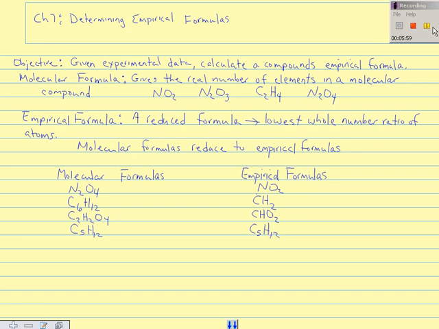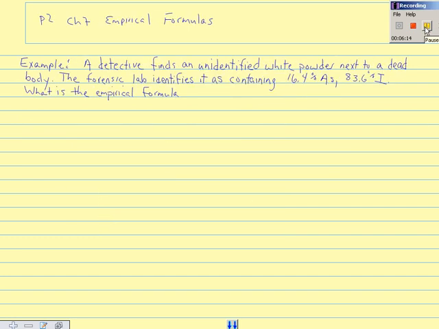I'm going to pause here and create another page. Let's figure out how to work one of these using an example. We have a detective. He finds an unidentified white powder next to a dead body. He takes the powder to the forensic lab, and the lab identifies it as containing 16.4% arsenic and 83.6% iodine. What is the empirical formula?